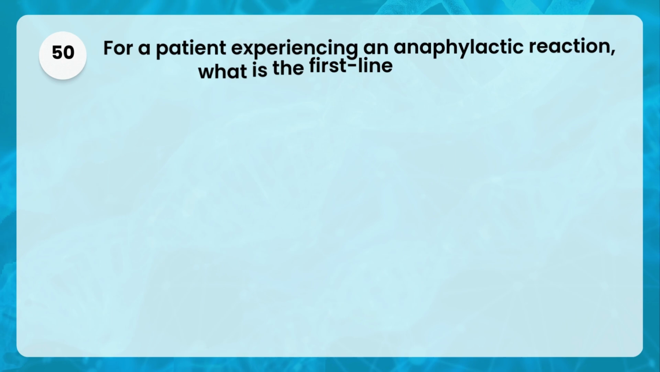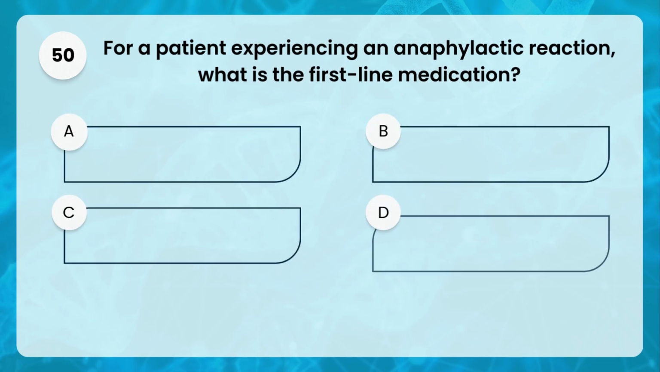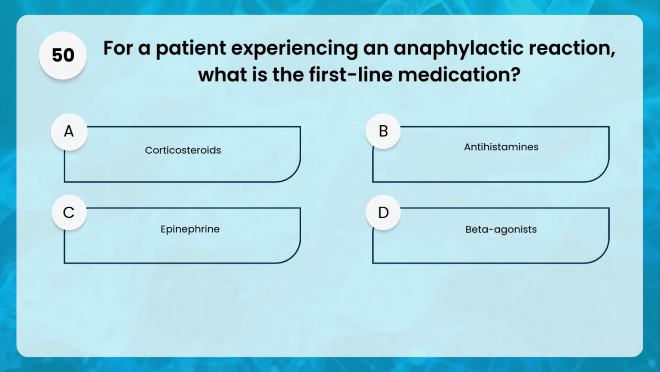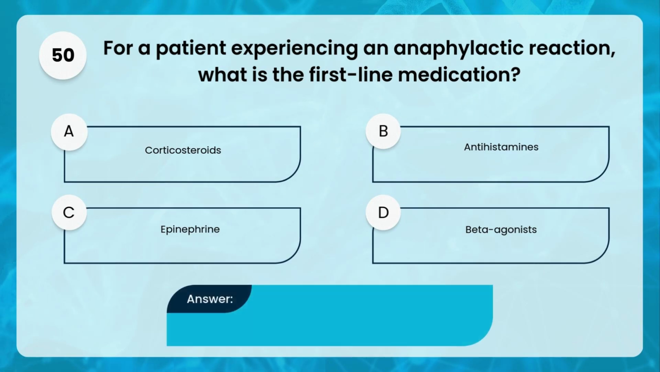50. For a patient experiencing an anaphylactic reaction, what is the first-line medication? A. Corticosteroids. B. Antihistamines. C. Epinephrine. Or D. Beta agonists. The answer is C. Epinephrine.